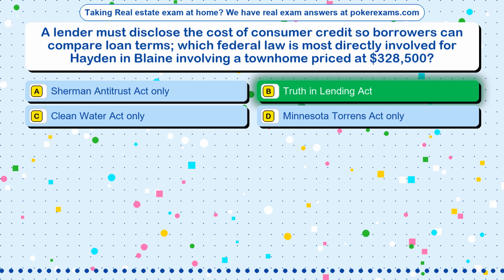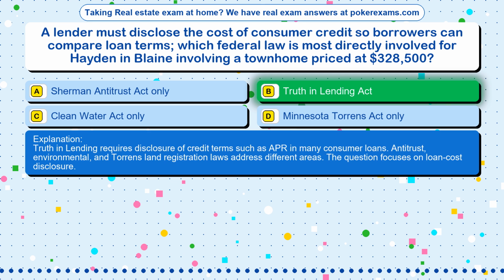The correct answer is option B. Truth in Lending Act. Truth in lending requires disclosure of credit terms such as APR in many consumer loans. Antitrust, environmental, and Torrens land registration laws address different areas. The question focuses on loan cost disclosure.